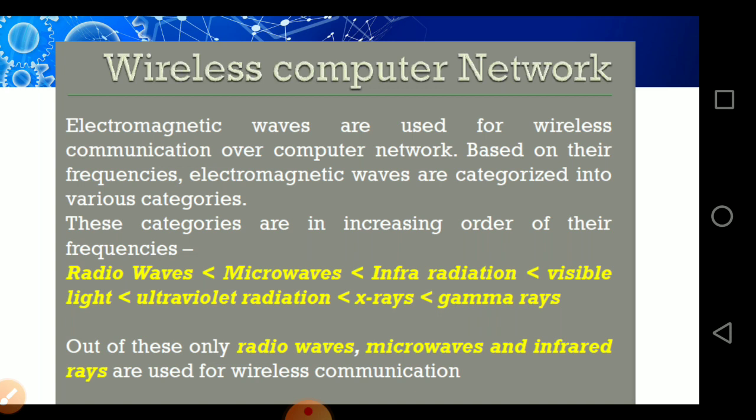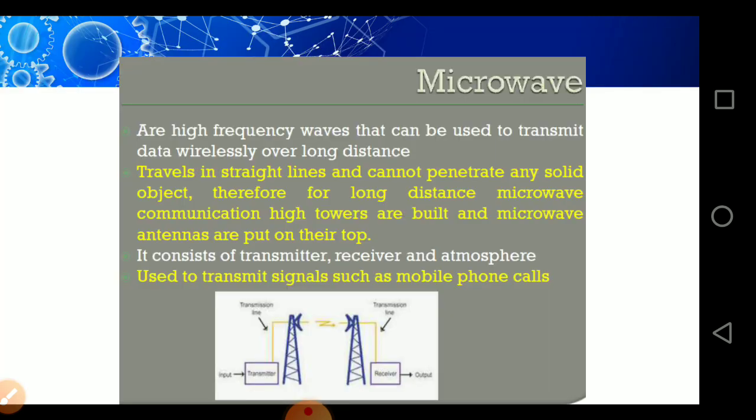Wireless communication networks always use electromagnetic waves for communication. Based on their frequencies, electromagnetic waves are categorized into various categories. There are radio waves, microwaves, infrared radiations, visible light, ultraviolet, etc. And from this, for wireless communication, we use radio waves, microwaves, and infrared rays.